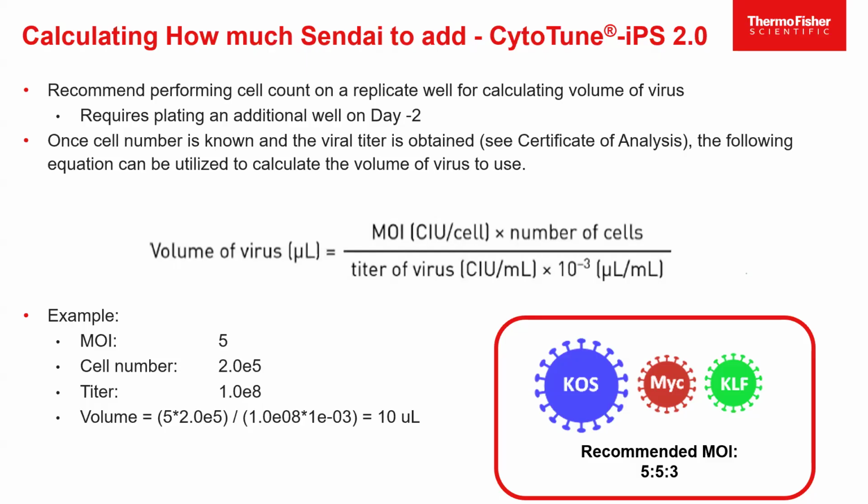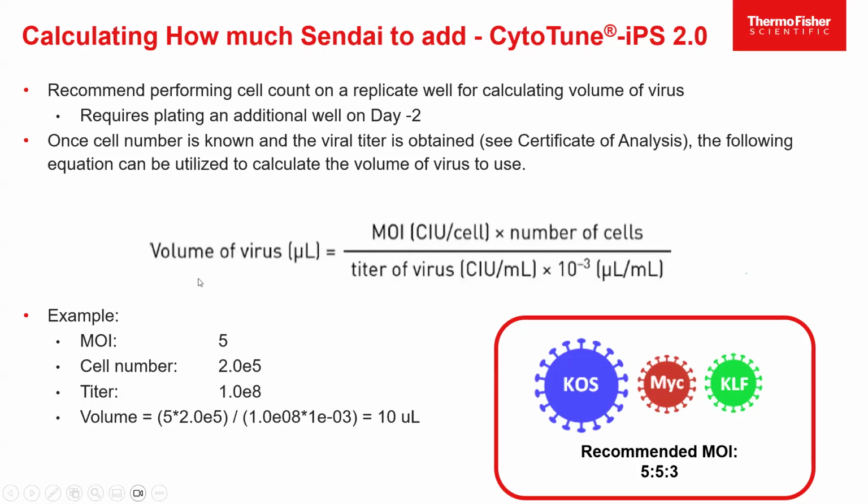And in this case, we at Thermo, with the CytoTune kit, have done a lot of work to provide some recommendations on the amount of virus for each of those three vectors that you need to add, right? So we have an MOI of 5 for the KOS vector, an MOI of 5 for c-Myc, and an MOI of 3 for the KLF4 vector, right?